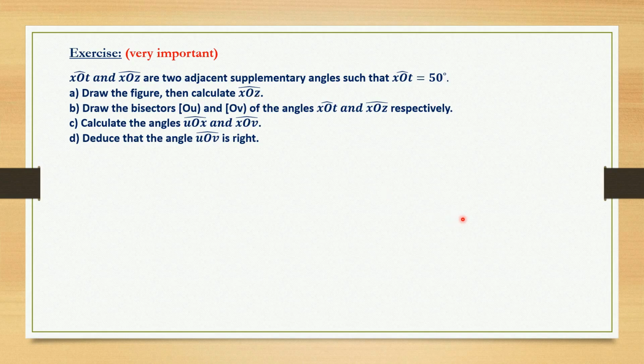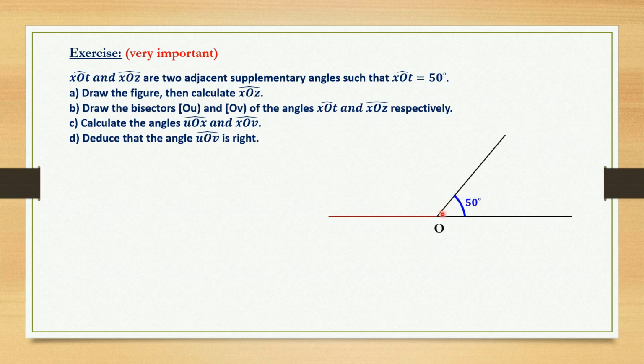So let's draw a figure first. Let's draw first an angle measuring 50 degrees of vertex O. Using our protractor, we draw an angle measuring 50 degrees. Now I don't name the angles yet. Why? We know already that two adjacent supplementary angles form together a straight angle. So if I extend this side, I will obtain these two adjacent supplementary angles.